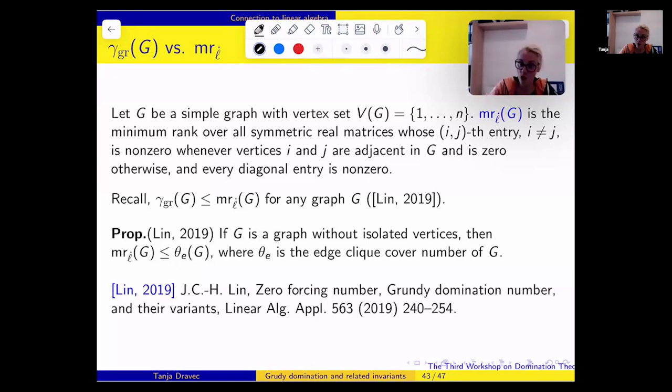And moreover, he proved that loop minimum rank is bounded above by the Edge-Klikauer number, if G is a graph without isolated vertices. And if we combine these two inequalities, we get the bound that we already mentioned, that the Grundy domination number is bounded above by the Edge-Klikauer number.